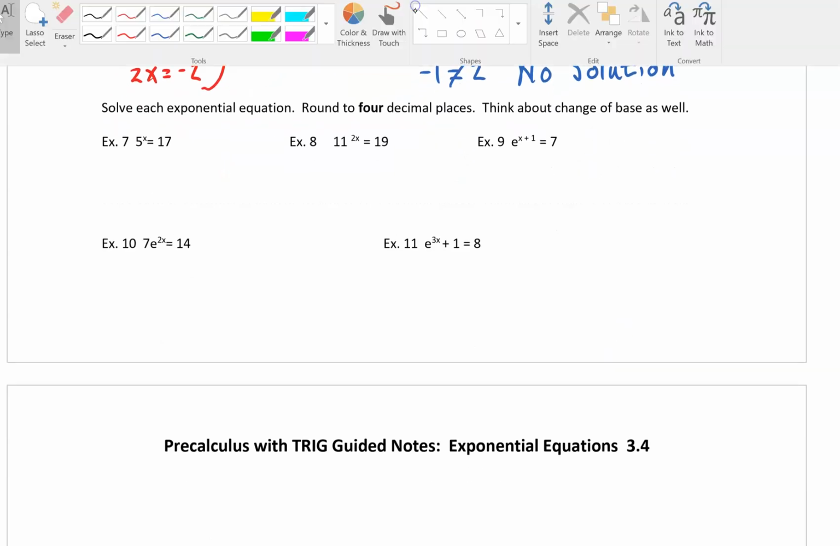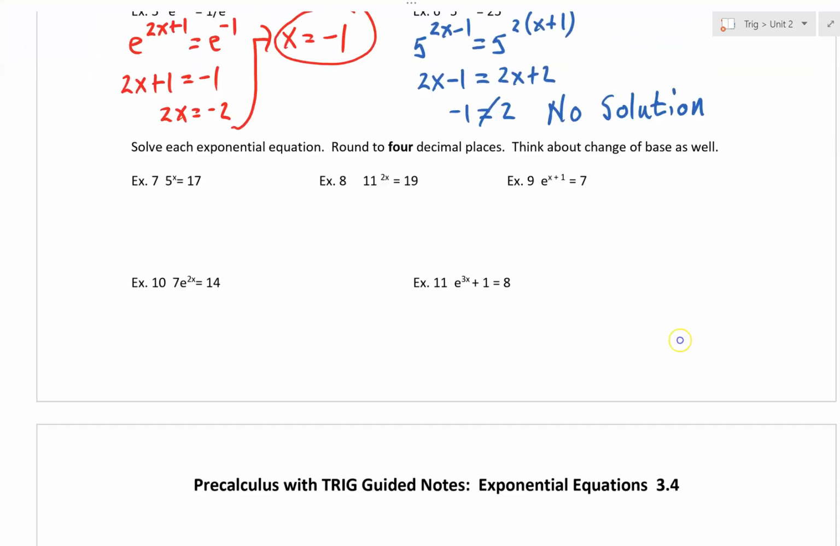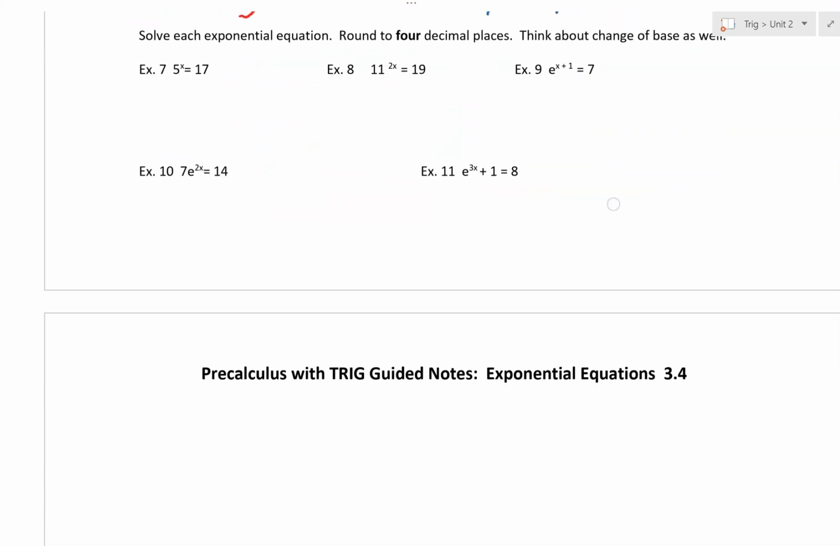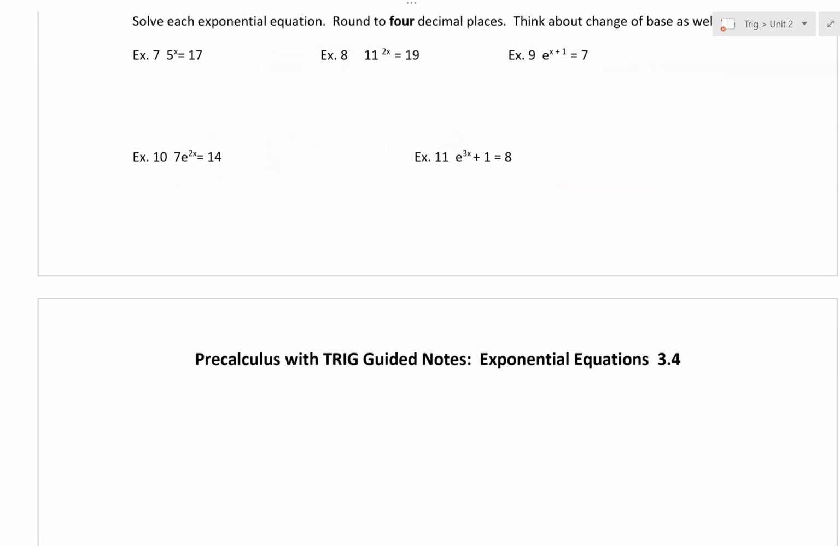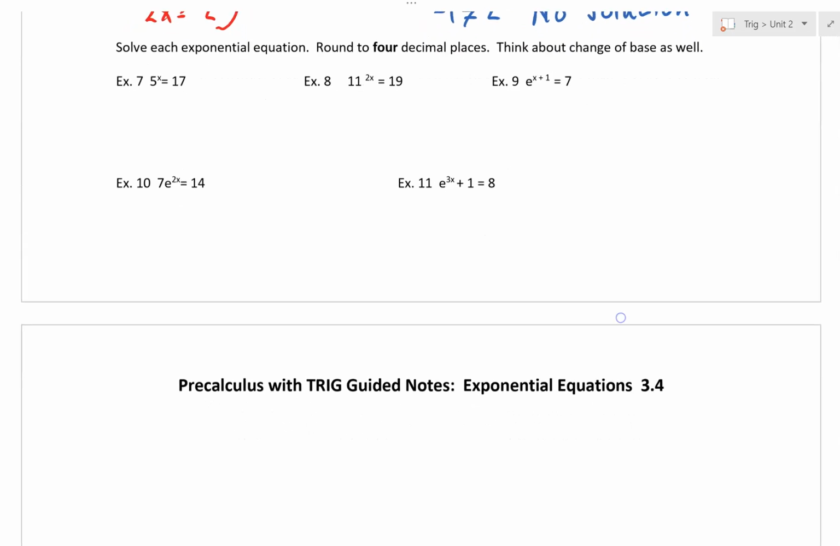So this is a situation where we have just the same base. We're able to get to the same base. But now I'm looking at this next one. It says solve each exponential equation, round to 4 decimal places. Think about change of base as well. I'm looking at this first one. It's got a base of 5 and a base of 17. They have nothing in common, so there's no way to really do that in this method.